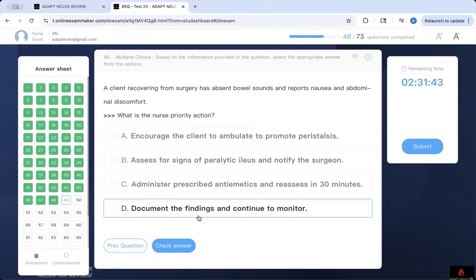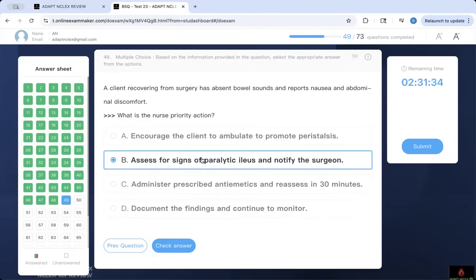Take your answer. Let me know which situation worries you. I can tell you what you need to do. Let the doctor know. You worry. Nausea, abdominal distension, and absent bowel sounds is a problem. Letting them walk, you're not fixing the problem. Giving them antiemetic, you're trying to fix it without knowing the underlying problem. Document the finding and continue to monitor is not normal.